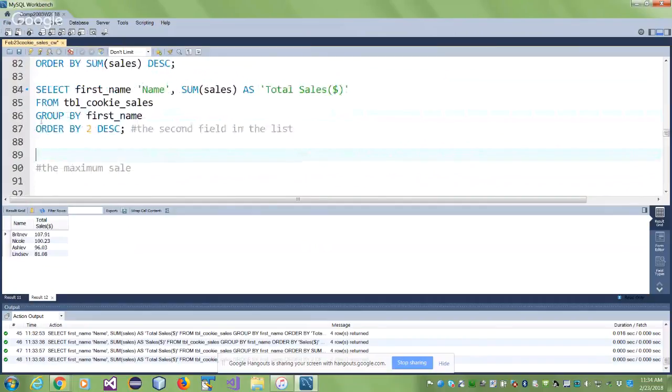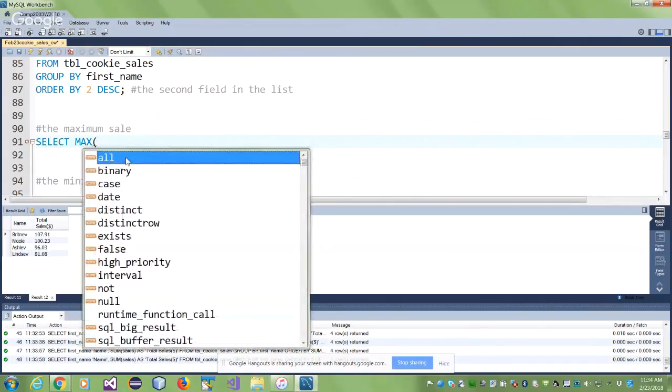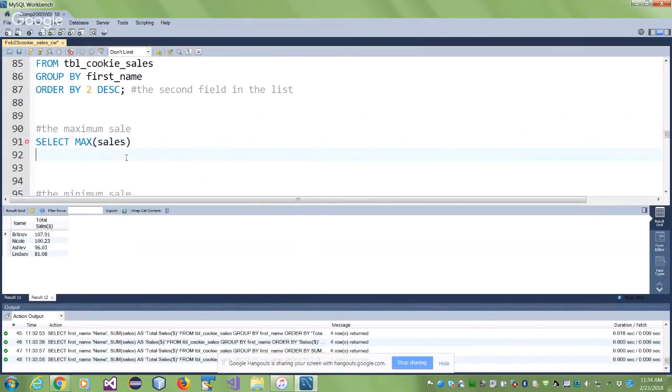So what have you learned here? This is very important, very handy. We'll learn a few more things. Don't worry, there are a few more things to go. Now, this one is an easy one. It says, show me what's the maximum sale. Just show me what the maximum sale is. This isn't so tough if you think about it. You'll use the max function. You will use the sales field. And you will use the from and the name of the table.